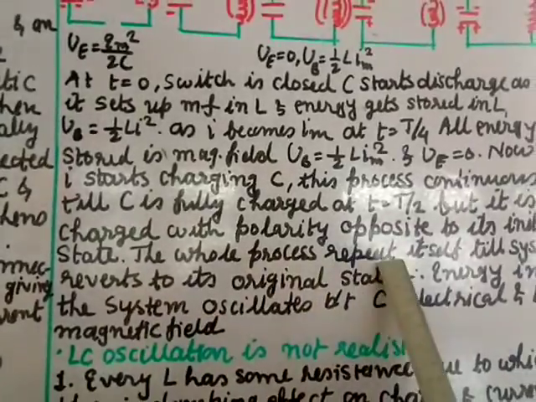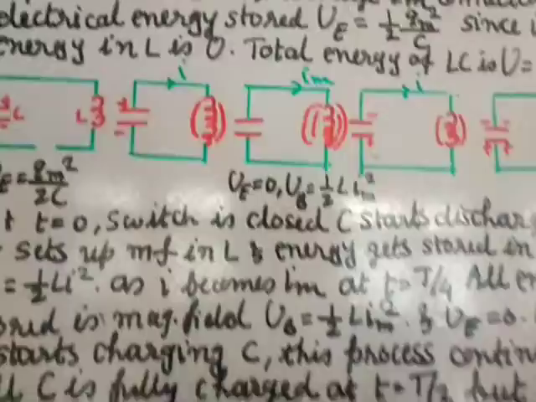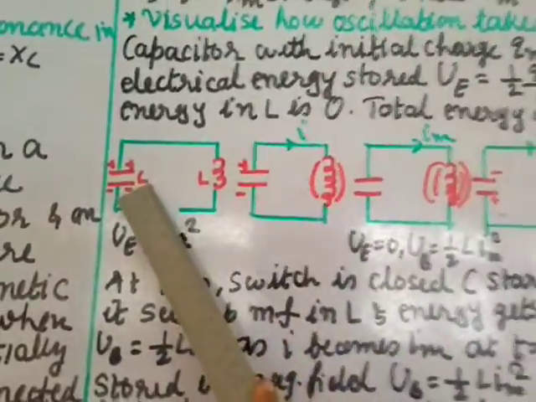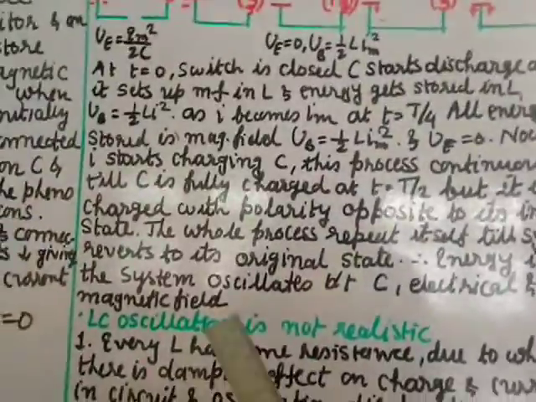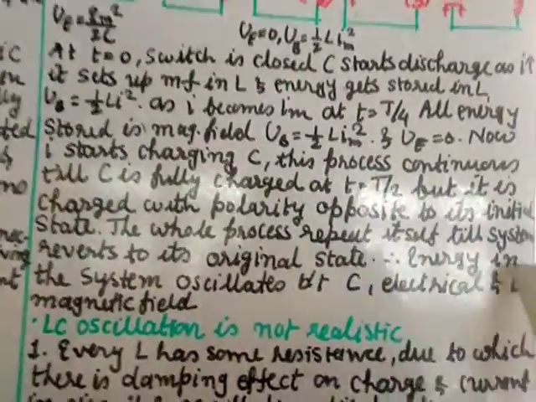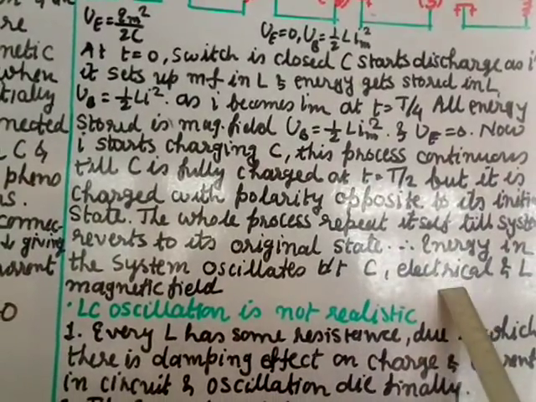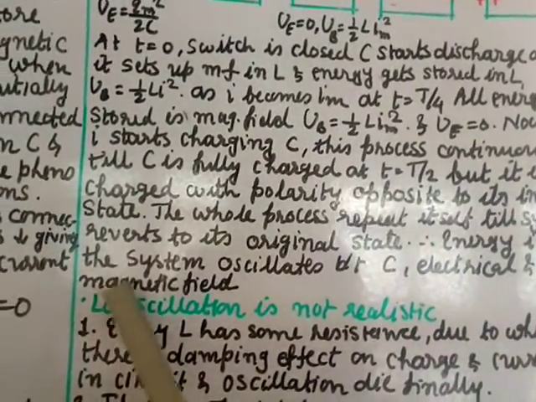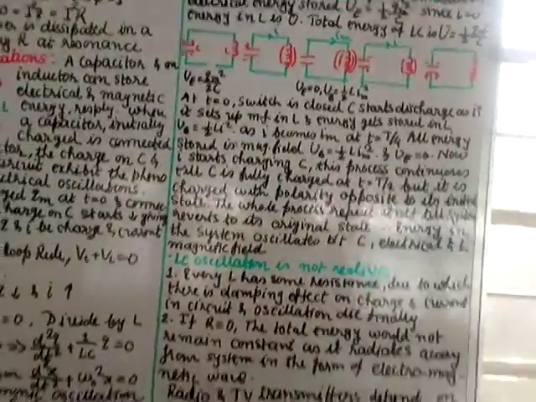The whole process repeats itself till the system reverts to its original state. So this again starts and reaches its original state. Therefore the energy in the system oscillates between the capacitor, that is electrical energy, and the inductor, that is magnetic energy or magnetic field. So this is your LC oscillation.